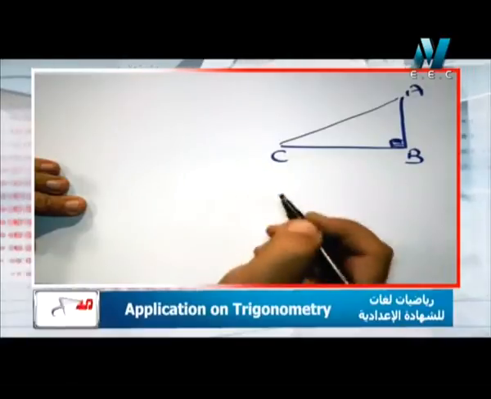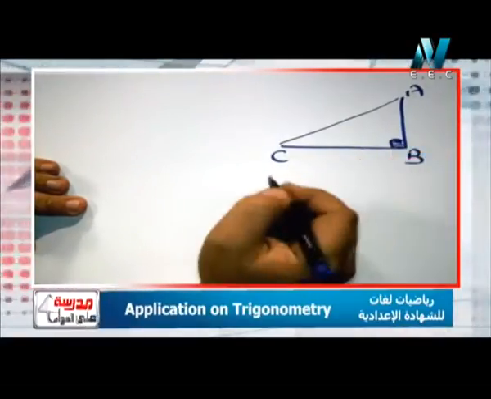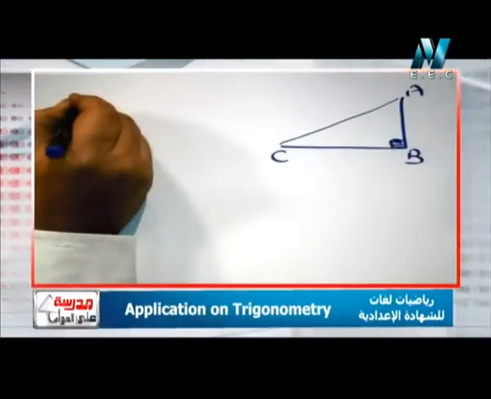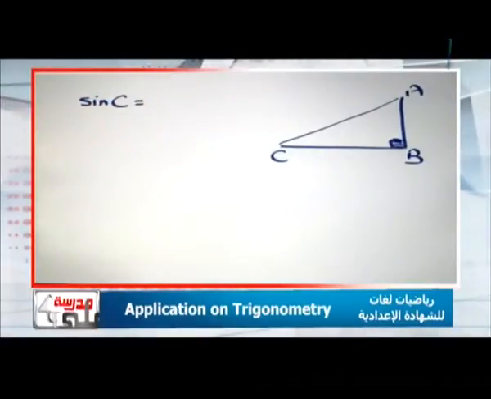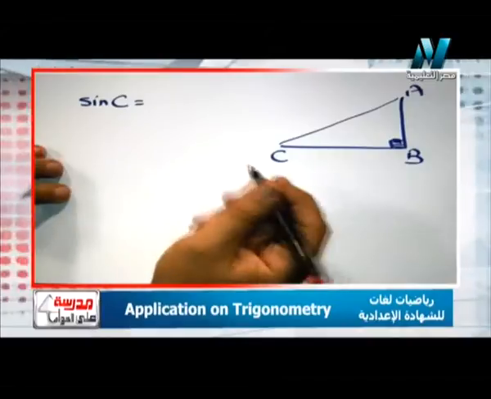Yeah. So first, let's have a right angle triangle, because this is the main shape that we are going to study. We have a triangle, right angle triangle ABC. It's a right angle triangle at B. So if I want to find the sine of angle C, so sine angle C, as the rule of the sine, is the opposite over the hypotenuse.